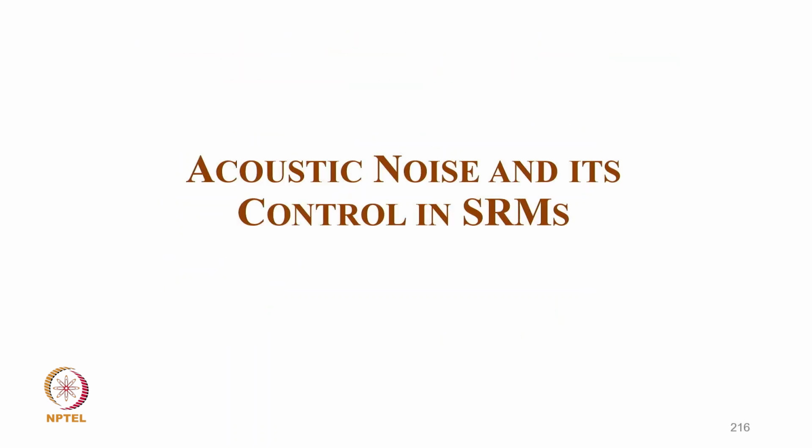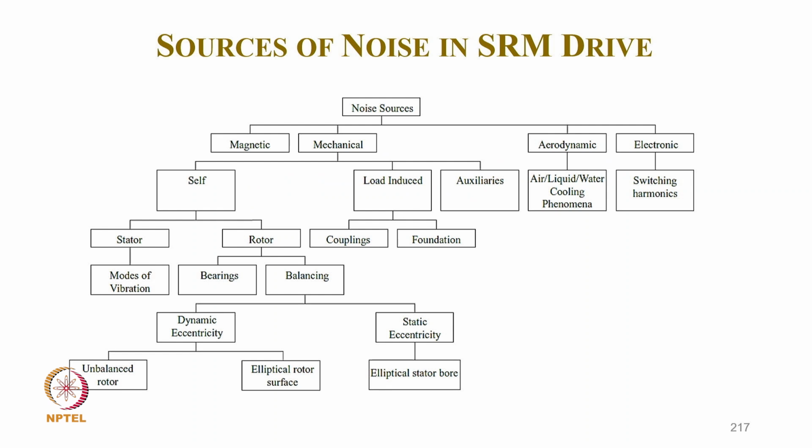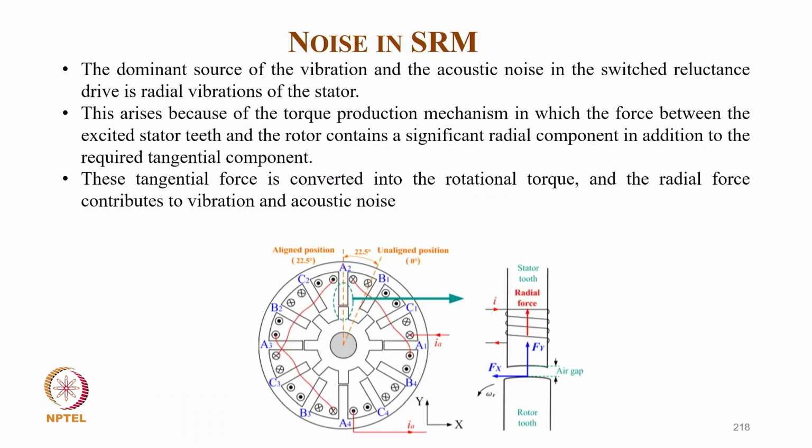Now coming to acoustic noise and its control in switched reluctance motor. We have sources of noise: magnetic, mechanical, aerodynamic, and electronic. Electronic noise comes from switching harmonics, and aerodynamic noise from air, liquid or water cooling. Then of course magnetic noise. Mechanical noise comes from the main self load, induced or auxiliary, and from the stator and rotor modes of vibration, bearing, and balancing. In balancing, dynamically, there are eccentricity, unbalanced rotor, elliptical rotor, frequency, and load induced coupling or foundation.